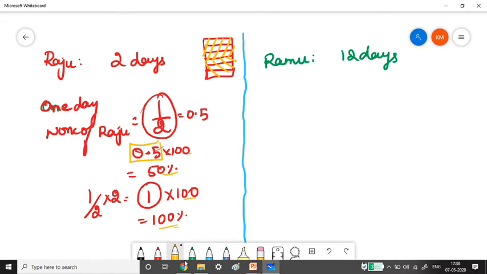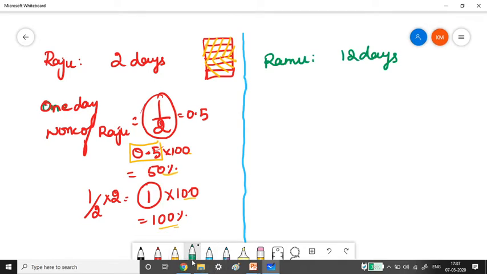Now I guess you have an intuitive understanding of how to calculate 1 day, 2 day and 3 day work. Here, since Raju's total is 2 days, we can stop with this. We cannot go for 3 days or 4 days because he will not have any work after the 2 days, right? So now to Ramu.